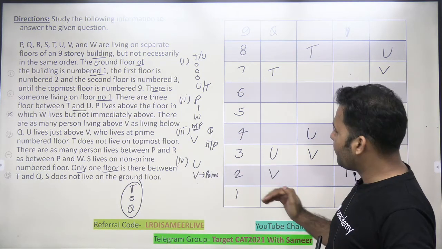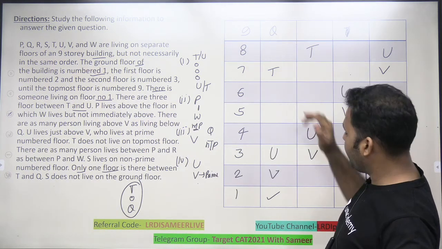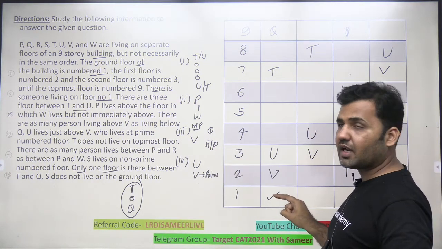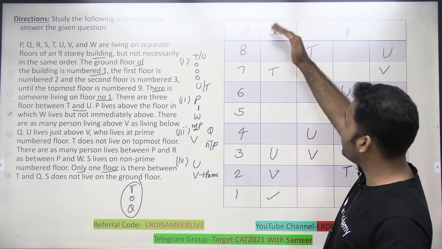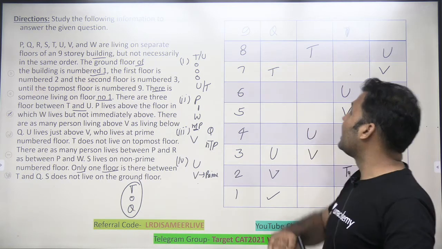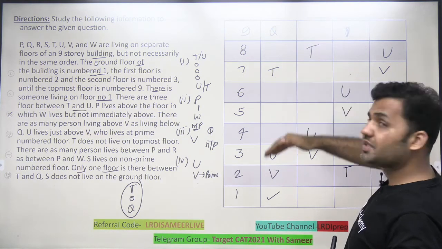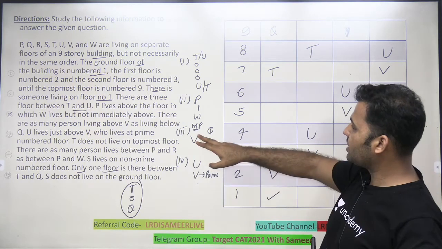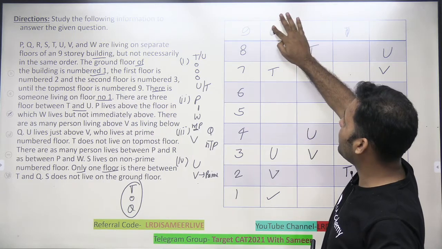So the number of people above V will definitely be 6, because one person is living here. Out of 8 persons, one person is living here, one person is V, so 6 persons are living above V. But then if I position Q here, the number of people below Q would be 7. So this condition is not getting satisfied if I'm positioning Q here. So Q cannot come over here.